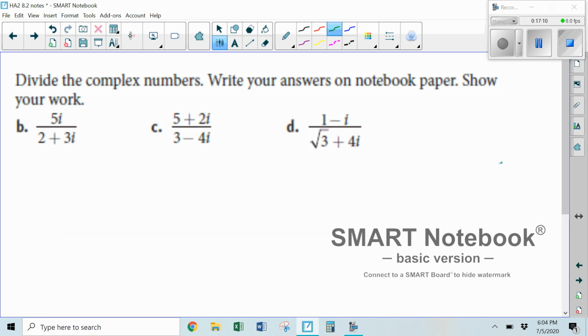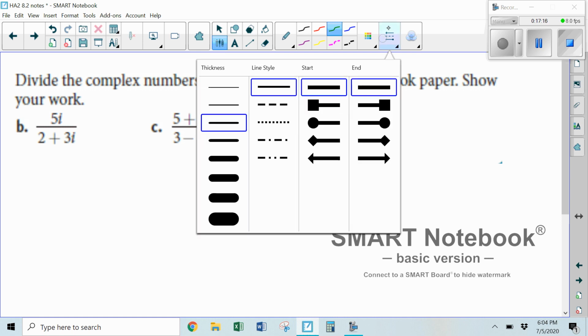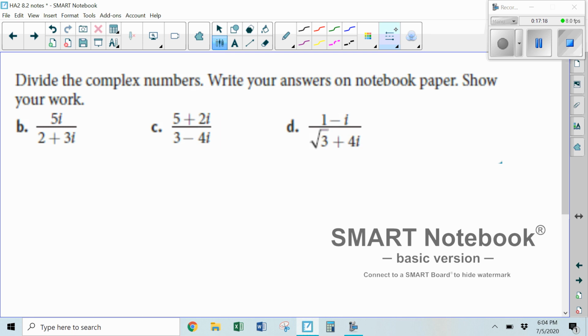So we need to talk about how to do this. It says divide the complex numbers, write your answer on notebook paper. You might have to get some notebook paper now because it might take a bit of work. So here's how we divide, and it's explained for you on page 129 at the bottom, but I'm going to walk through it with you now so you don't have to look at it yourself. You can later if you want to.